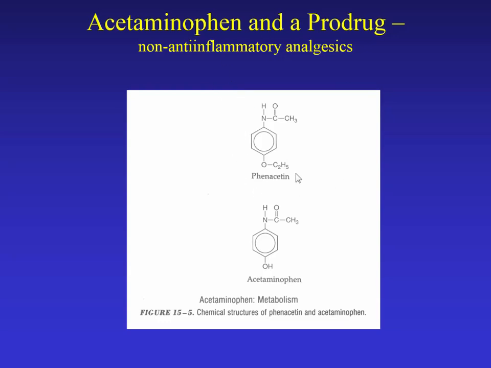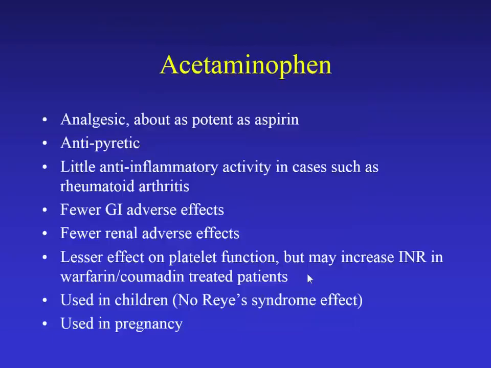The precursor to acetaminophen that's actually given in Europe is called phenacetin. It's metabolized to acetaminophen. And acetaminophen is about as potent as aspirin. It's antipyretic. It has little anti-inflammatory activity. Okay, so remember that. It's actually not considered a non-steroidal anti-inflammatory agent because it has very little effect on inflammation. It's really good as a reducer of pain, as an analgesic, but it's really a crummy anti-inflammatory agent.